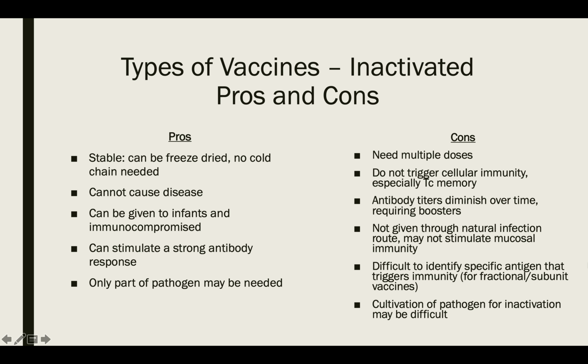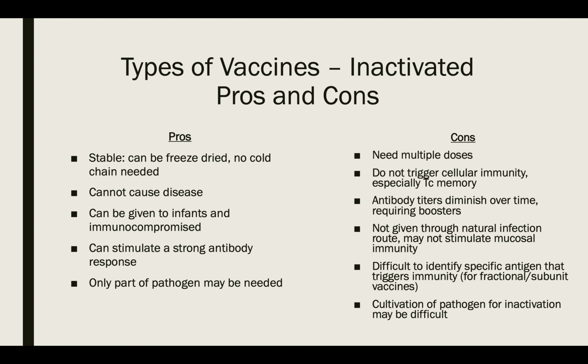Properties of a good vaccine is that being stable. They cannot cause disease. So they can't even cause a mild form of the disease because they're inactivated. They can be given to infants and those that are immunocompromised. They can stimulate a strong antibody response. So if it's an antibody response that you're going for, if that's the appropriate immune response for that pathogen, that's great. And then you may only need part of the pathogen, and this actually makes them less expensive and easier to produce than the live attenuated vaccines.